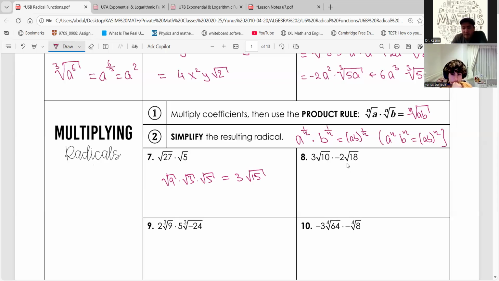And how about here? First, I had to combine because I cannot see the square numbers. 3 times negative 2, negative 6. And square root of 10, square root of 18. Those are the same, so I can write it as 10 times 18, it is 180. And now I try to simplify this. This 180, I can write as 36 times 5. So that's equal to negative 6 times square root of 36, which is just 6. Under the root, we have 5, which is equal to negative 36 times square root of 5.